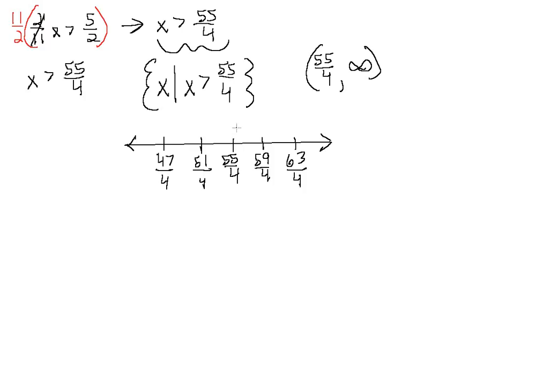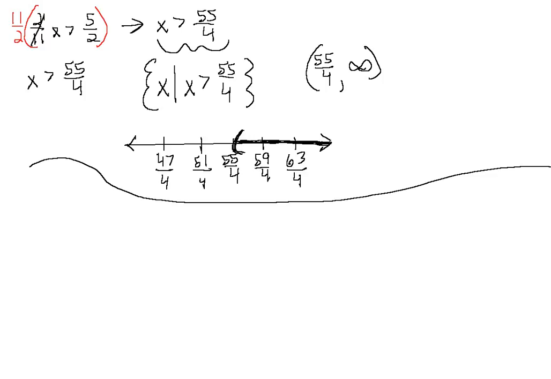Okay, so 55/4 is not included in our solution set, so we're going to have an open parenthesis. It's going to open to the right because we're going to shade to the right. We want to include all the values that are greater than 55/4, and this goes all the way out to positive infinity. All right, so very straightforward. Let's just do one more example just to really bring it on home.